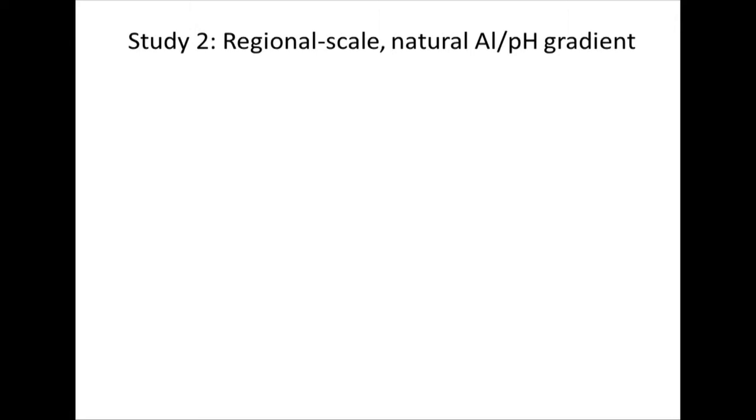We developed a regional scale natural aluminum pH gradient, and the reason I say this was challenging was because our soil pedologist was working with all the soil horizons. We were staying in the A horizon, and in our portion of the soil, the pH range was only about 1 unit. So along this 1 pH unit change, we wanted to see if the community structure would change.